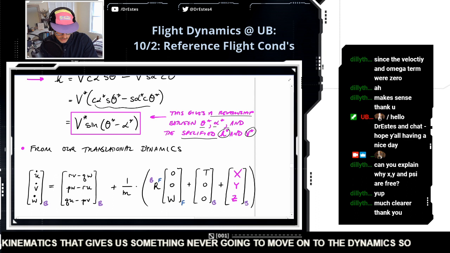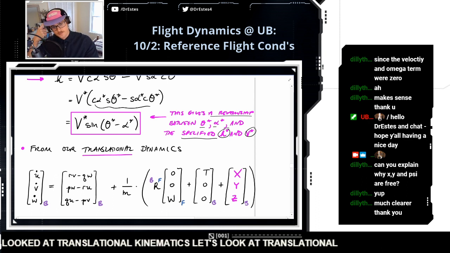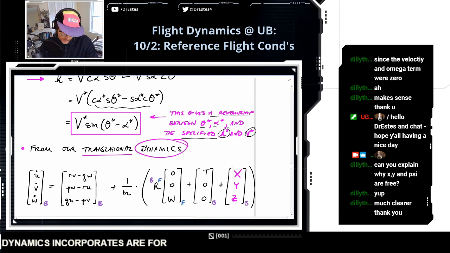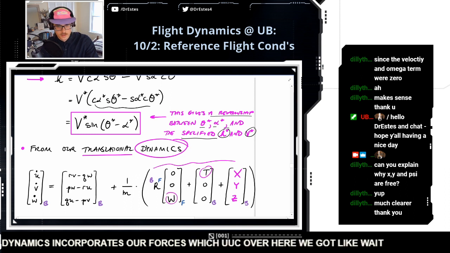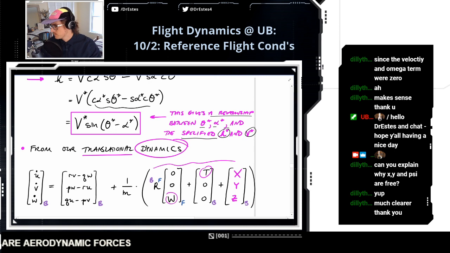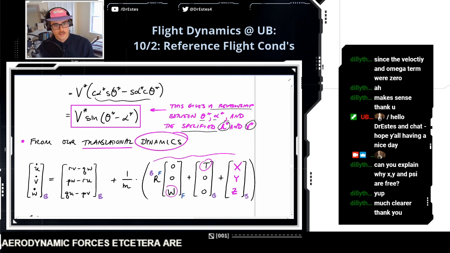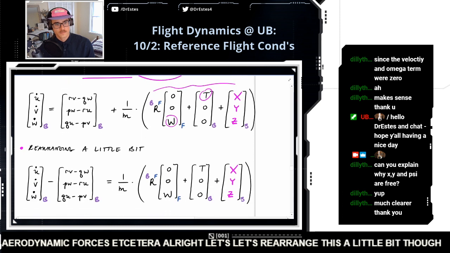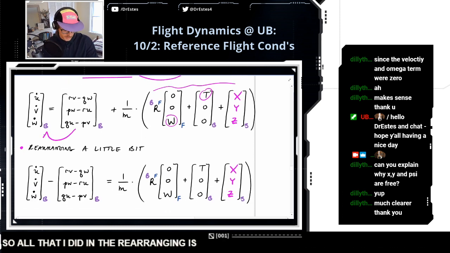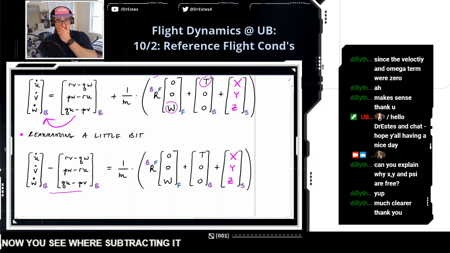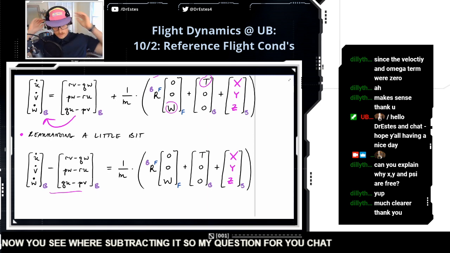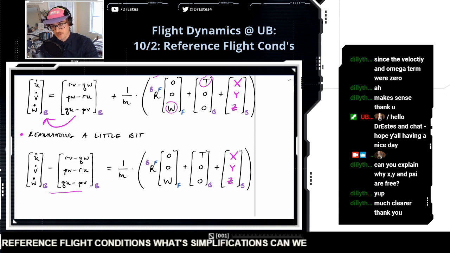So we looked at translational kinematics. Let's look at translational dynamics. Dynamics incorporates our forces, which you see over here. We've got weight, thrust, our aerodynamic forces, etc. All right, let's rearrange this a little bit though. All that I did in the rearranging is I moved that term over to the left-hand side. So now you see we're subtracting it. So my question for you, chat, looking back on our reference flight conditions, what simplifications can we make to this equation that you see?